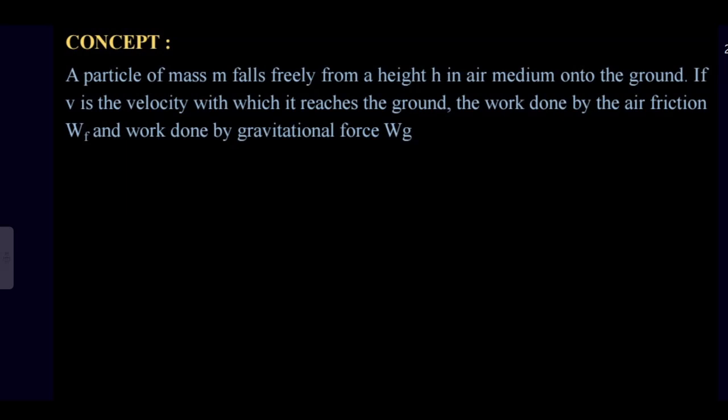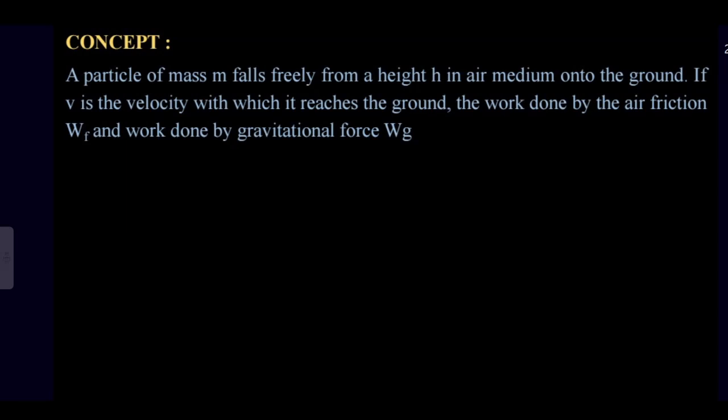A particle of mass m falls freely from a height h in air medium onto the ground. If v is the velocity with which it reaches the ground, we need to find the work done by the air friction, which means air drag, and the work done by the gravitational force.